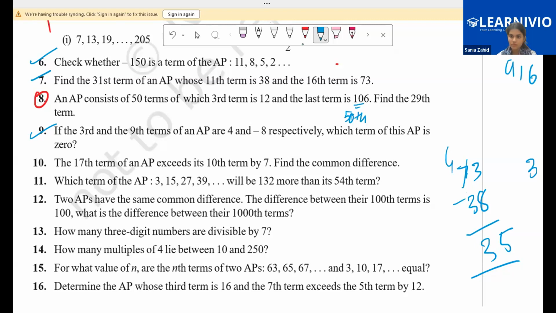Ma'am, the first term is 0. The first term is 0. Yeah.